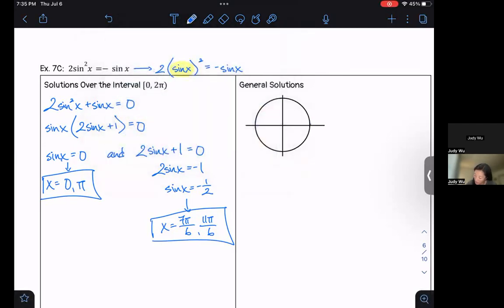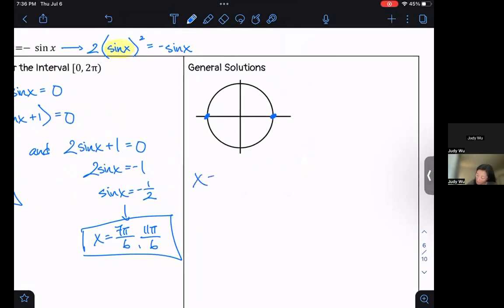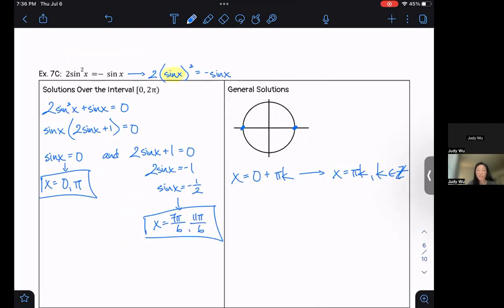So we've got 0 and pi. Right, so those come from these two, right? Now these two, instead of writing it as 0 plus 2 pi k and pi plus 2 pi k, I can actually write this as x equals 0 plus pi k, right? Or I can just say x equals pi k, where k is an integer. All right, please don't write them separately. Please condense them when you can. So here's one general solution.